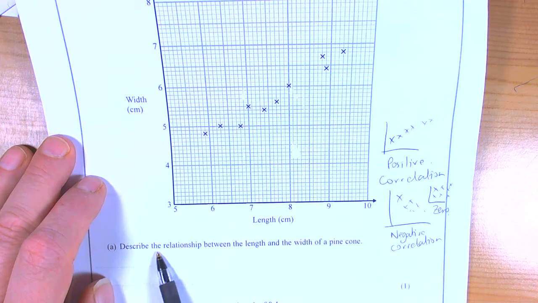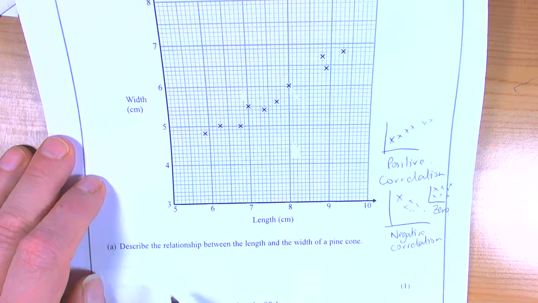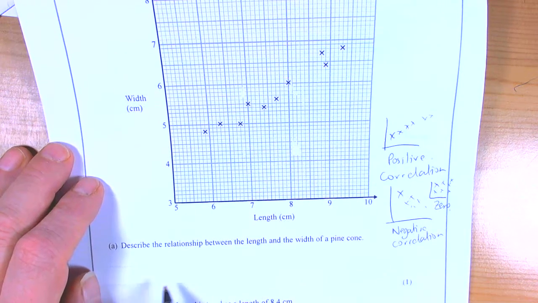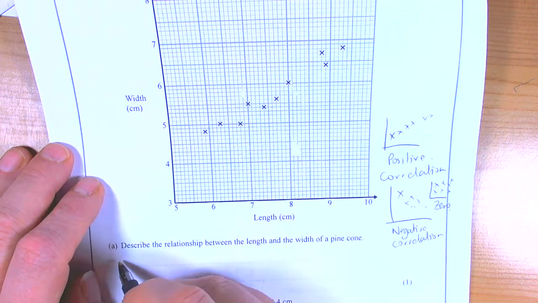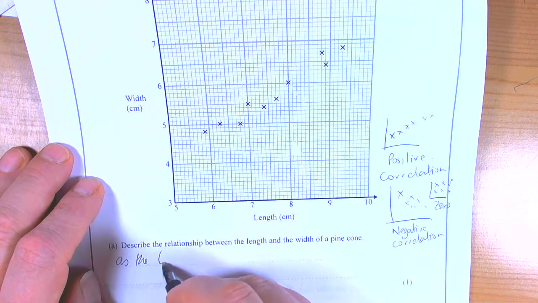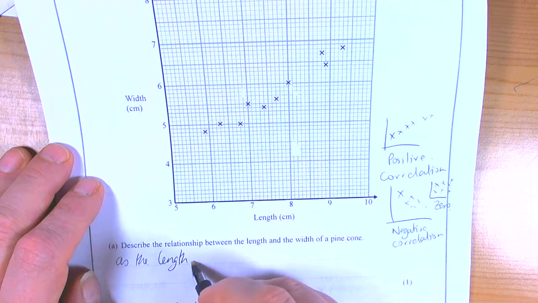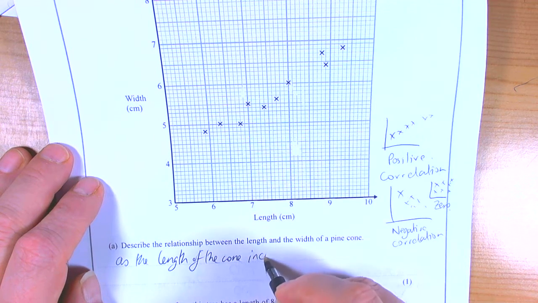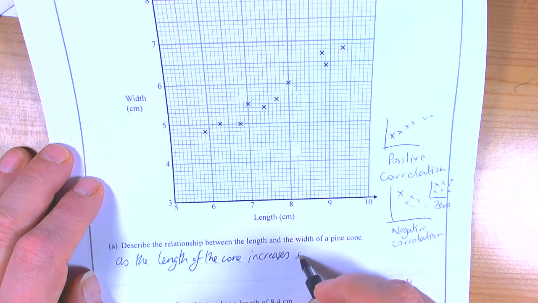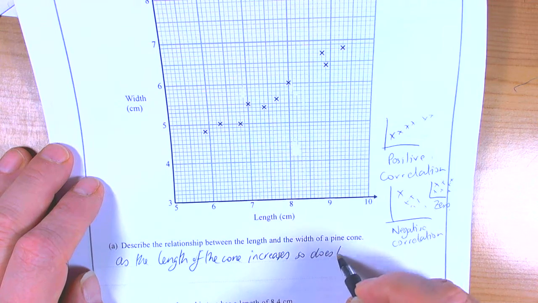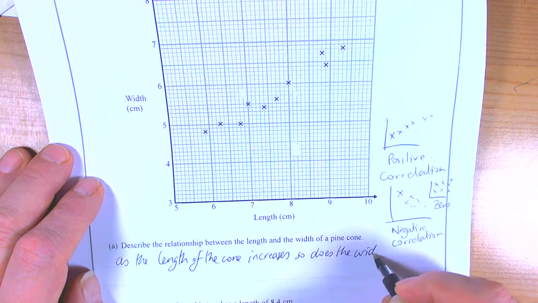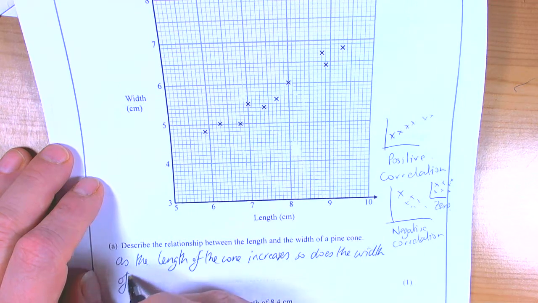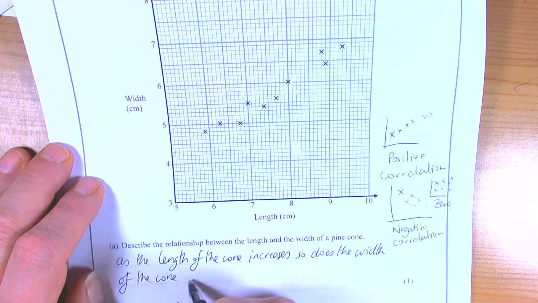or we can talk about it in terms of what's happening as the length. So I'd cover myself basically by saying as the length of the cone increases, so does the width of the cone, and then positive correlation.